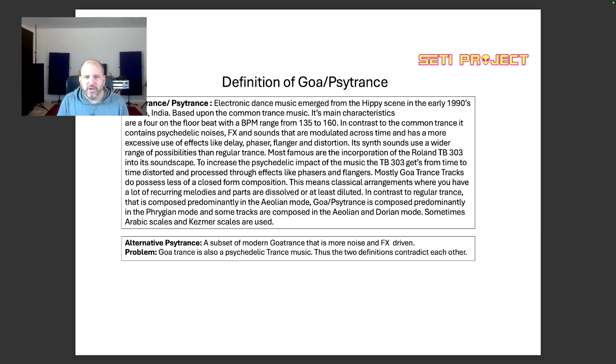So another alternative to this definition, because this definition is meant as a broad definition of Goa and Psytrance, perceiving both as the same thing, as a synonym, which I think maybe people would not agree with me about. But there's also an alternative, and there you would define Psytrance as a subset of modern Goa Trance that is more noise and FX driven. That's what you can do.